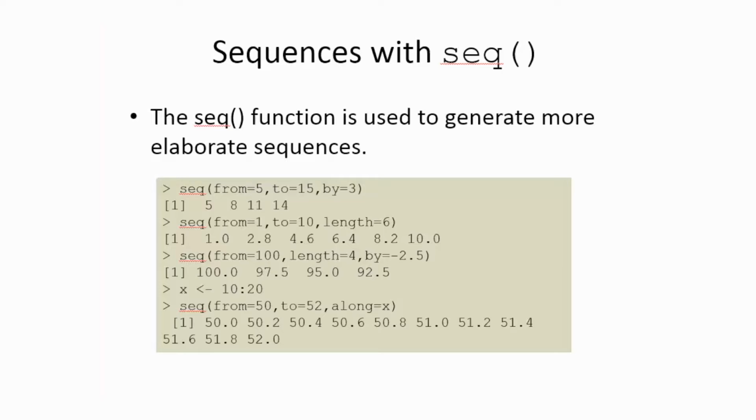And then to assign sequences to variables, you can assign them. Here's an interesting example where we say x gets the sequence from 10 to 20. So you actually have 11 numbers, 10, 11, 12, 13, 14, up to 20, in x. And then we have seq(from=50, to=52, along=x). That basically means you say, I'm going to start at lower bound 50, go to the upper bound 52, and I want you to create as many values as there are in x, which means it's kind of like the second example here.